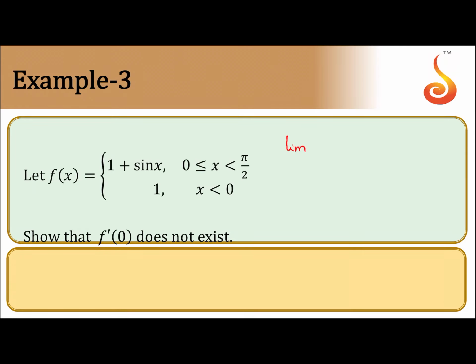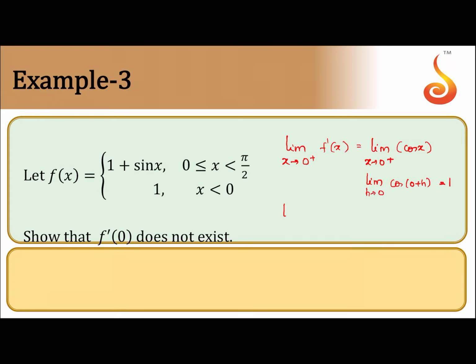Limit h extending to 0 plus, okay, the f dash x is equal to limit h extending to 0 plus. The derivative of sin x is nothing but cos x. So what we get, limit h tending to 0 cos of 0 plus h, which will give you 1.